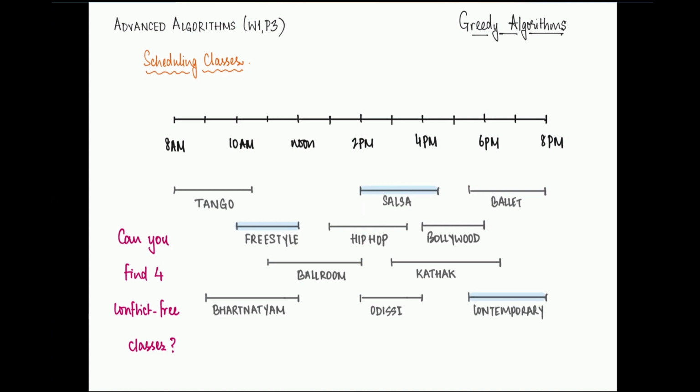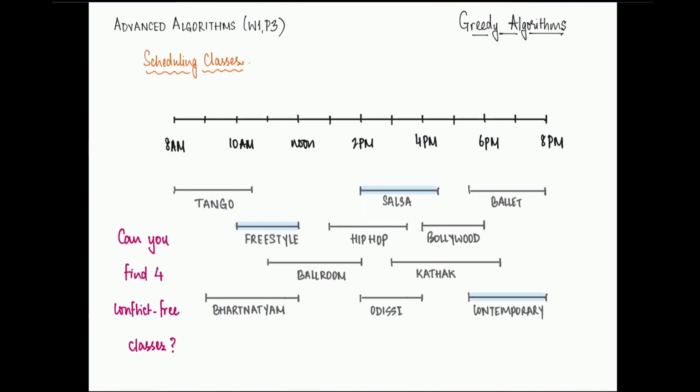Is this the best you can do? Pause the video for a second and see if you can find a collection of 4 mutually non-overlapping classes. They don't have to necessarily extend this selection. It could be a completely different choice of classes, but the question is, can you do more than 3?